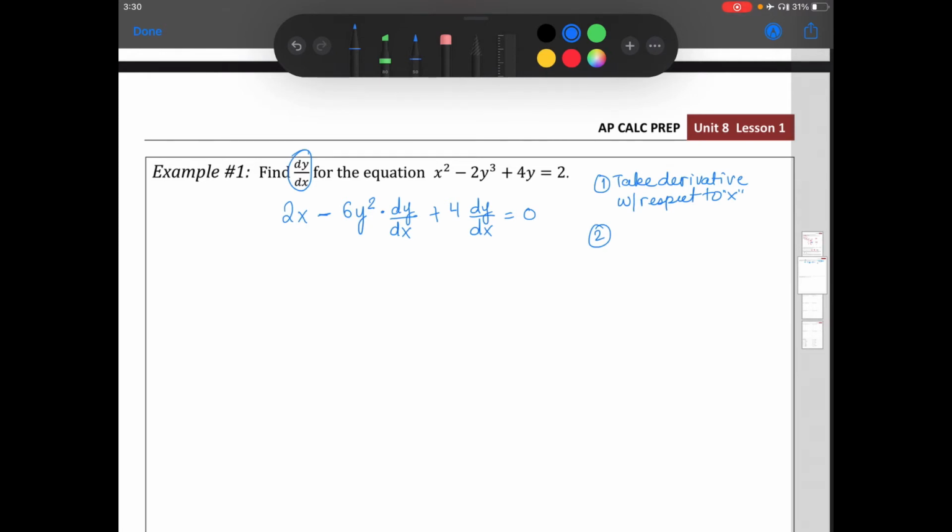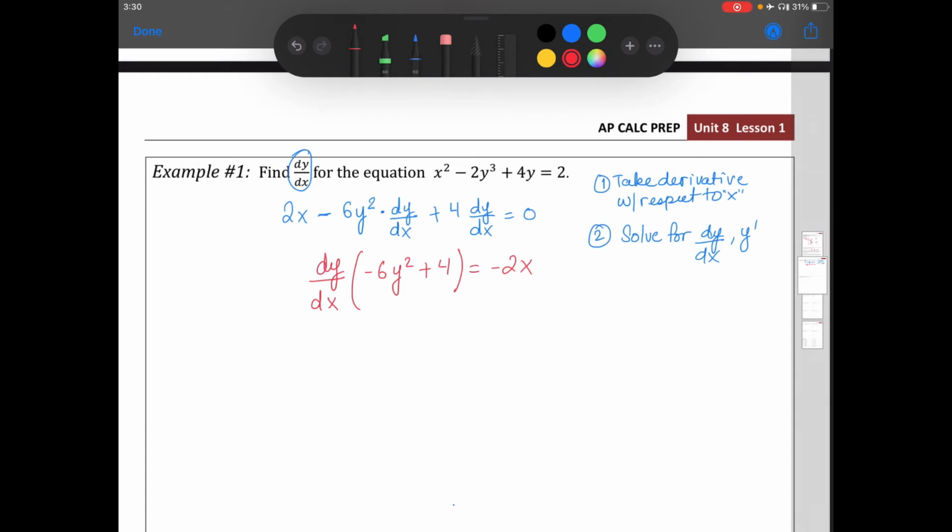So here, what do we do then? Now you want to solve for dy over dx, or you can just call y prime, any of these things, whatever you used, it's fine. So I am going to subtract 2x onto both sides, and I'm going to factor out dy over dx here. So if I factor out dy over dx, I'm left with negative 6y squared plus 4, because we want to find dy over dx, right? Equals negative 2x. Do we all agree?